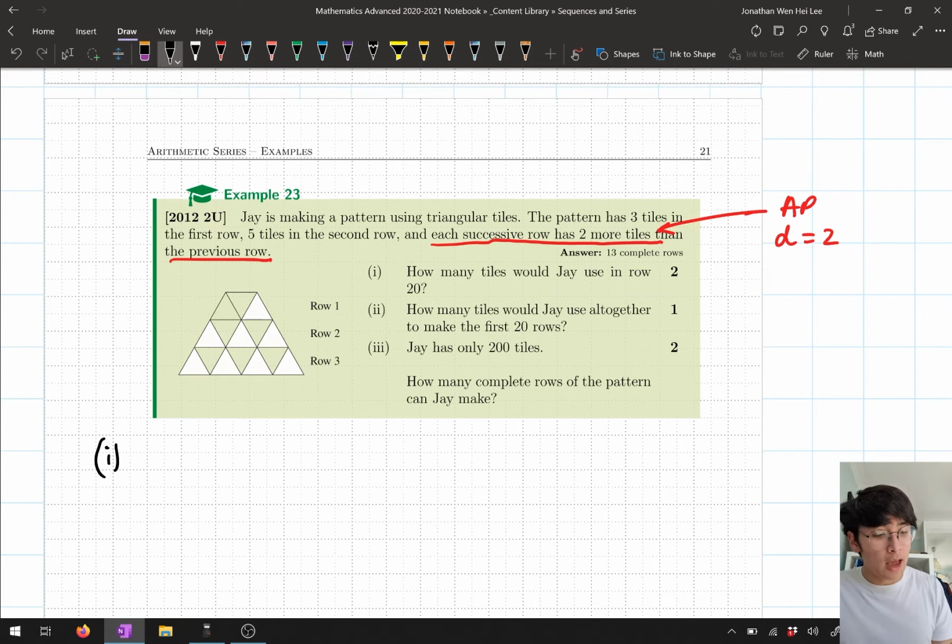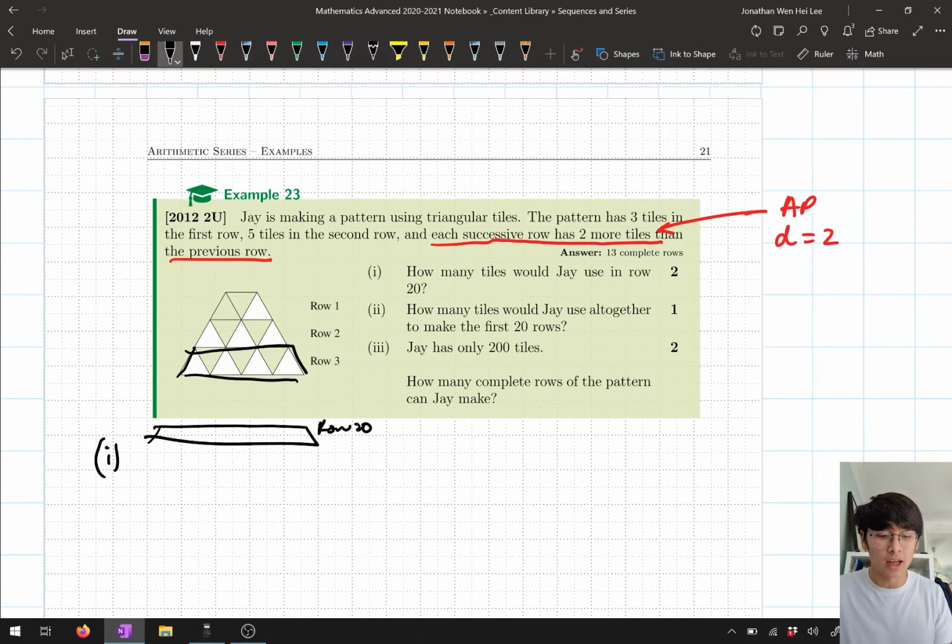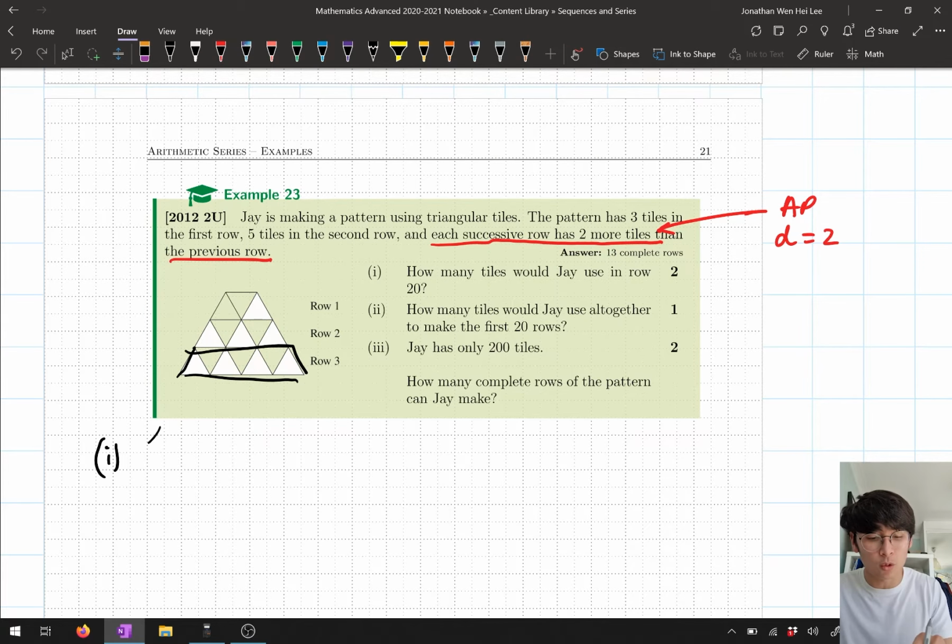Part 1, how many tiles would J use in row 20? Now here, let's just think about this question. Is it asking me to add together the first 20 rows? Well, no, it's actually just asking how many tiles are going to be used in row 20 altogether. So for this first question, I'm not going to use the sum of an arithmetic progression. I'm actually going to just use the formula for Tn.